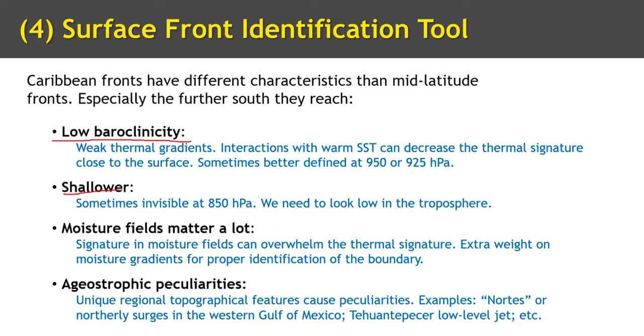They're also shallower, so sometimes they're invisible at 850 hectopascals. So you need to look even further down. Moisture fields matter a lot. Sometimes the thermal change is going to be really, really weak, but you're going to get a sharp drying, so that's the way to find them. And then also there are some geostrophic peculiarities, but that depends on the geography of the region.